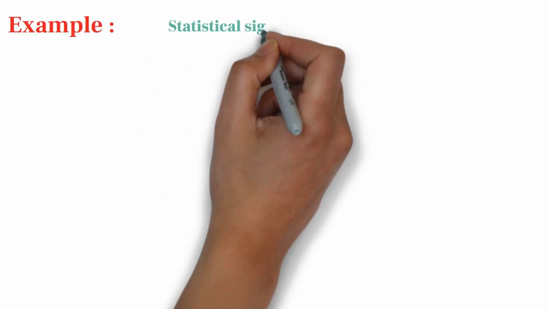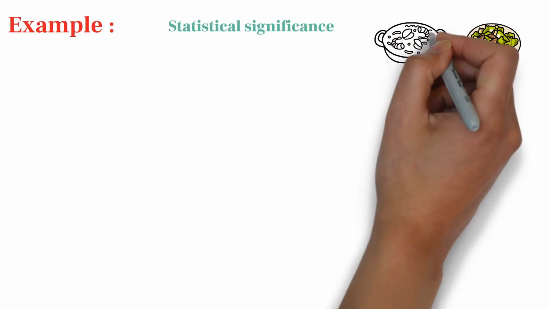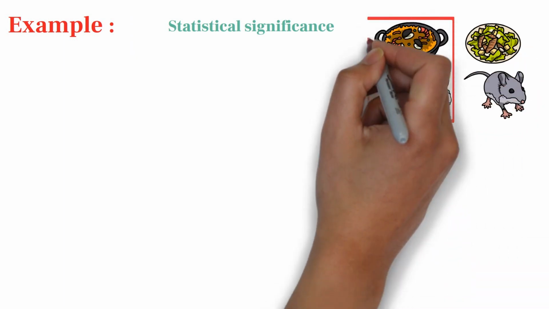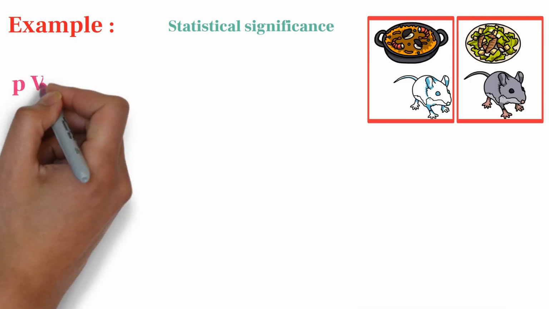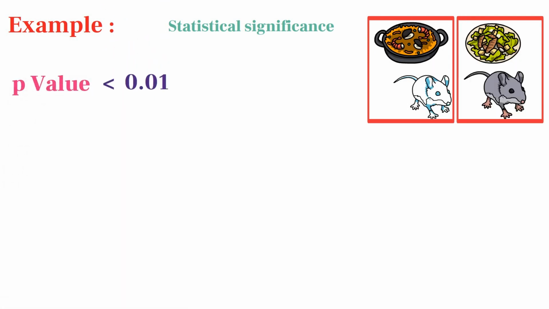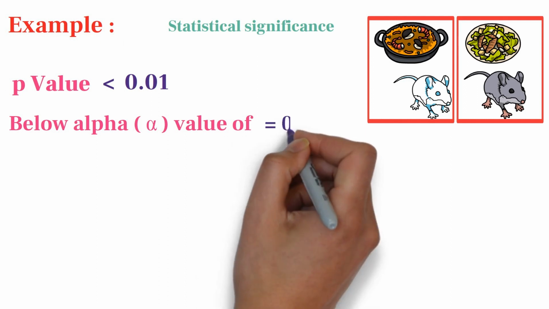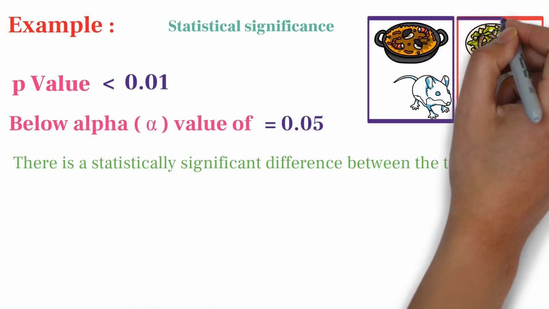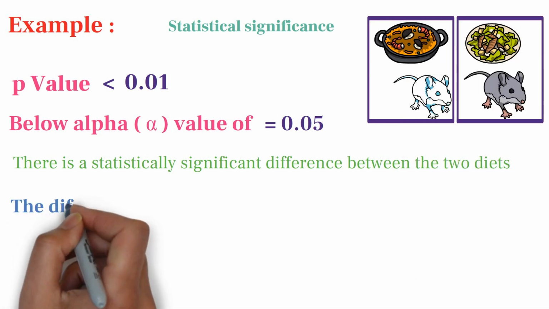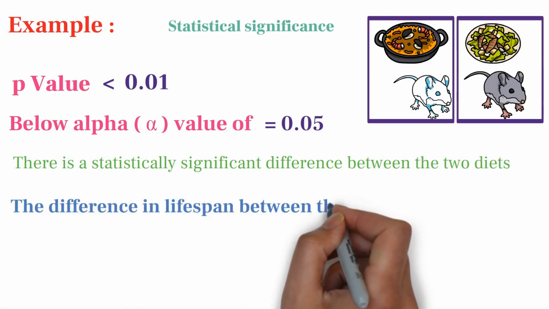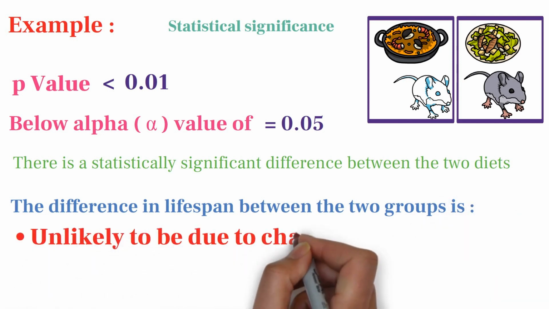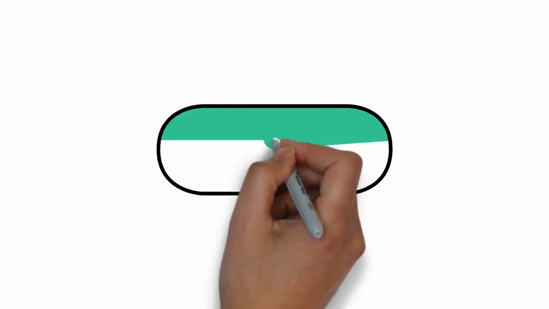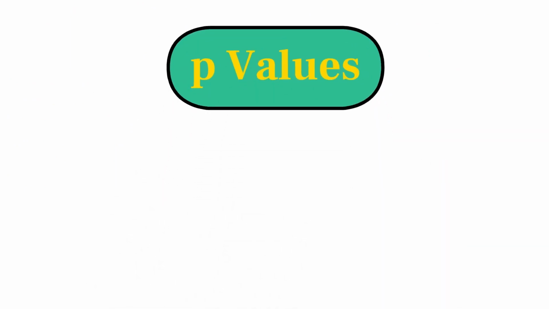Example, statistical significance. Going back to our example of two diets and mice. Let's say that your comparison of two mouse diets result in a p-value less than 0.01, below your alpha value of 0.05. Therefore, you determine that there is a statistically significant difference between two diets. This means that difference in lifespan between two groups is unlikely to be due to chance and more likely to be due to different diets.